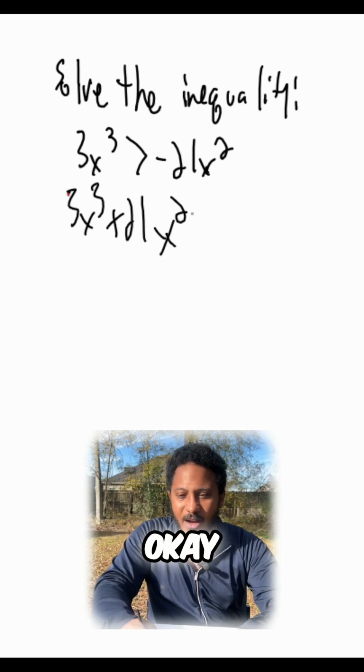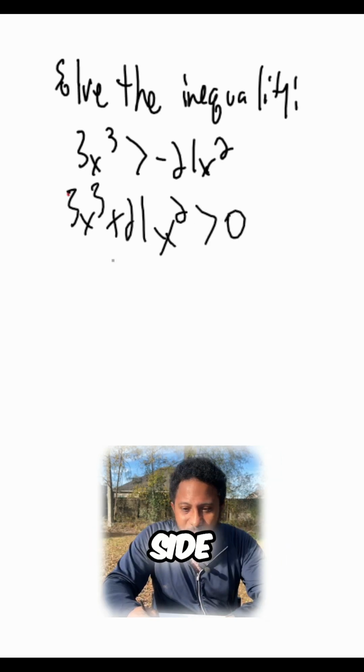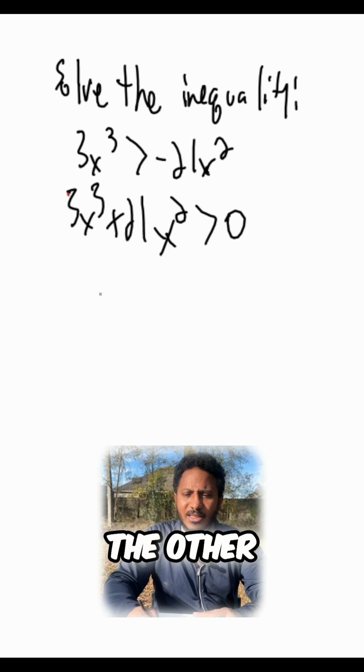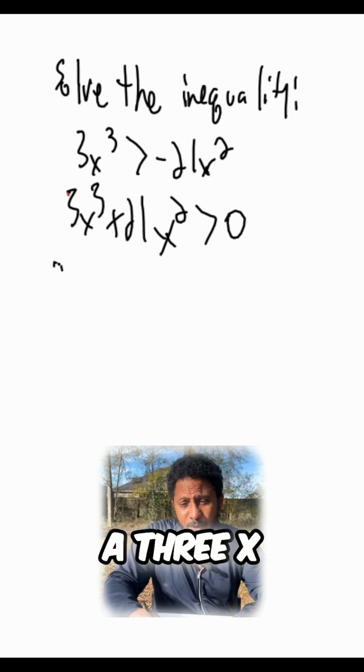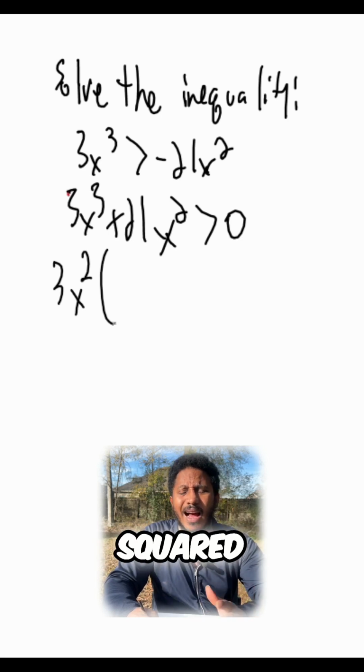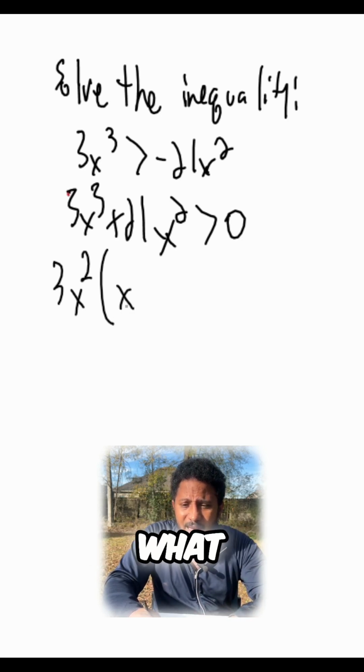Greater than 0. Get 0 on one side. Okay, we're done there. Then factor the other side. Now here, it's two terms. So we factor out the GCF. Here they both have a 3x squared in common. So if I take a 3x squared out of each, what's left? That's x plus 7.